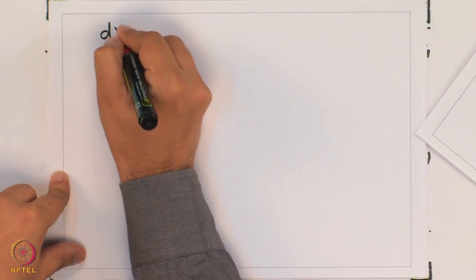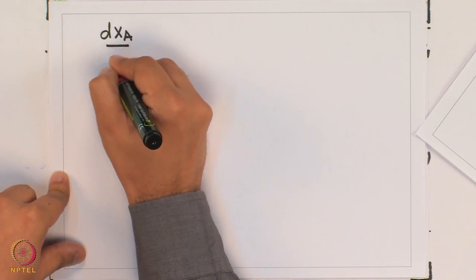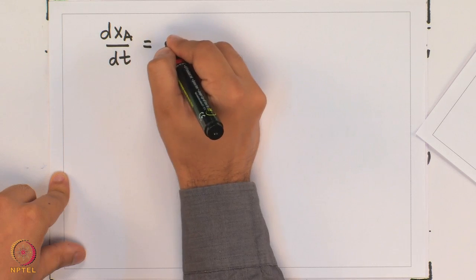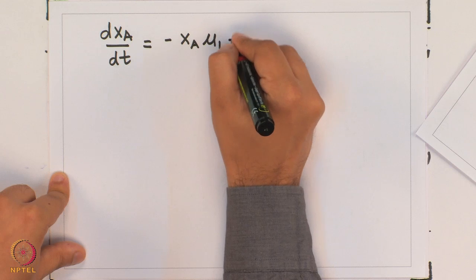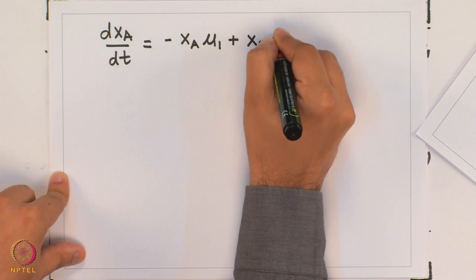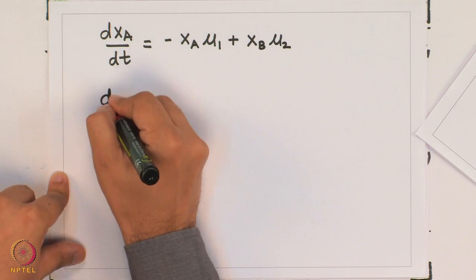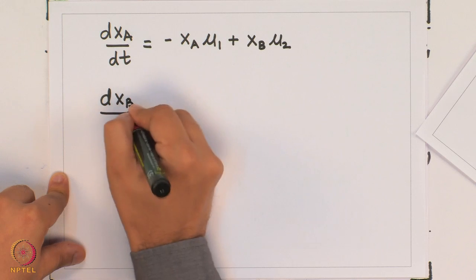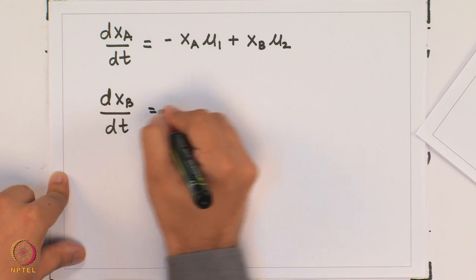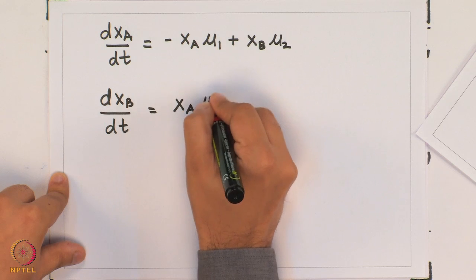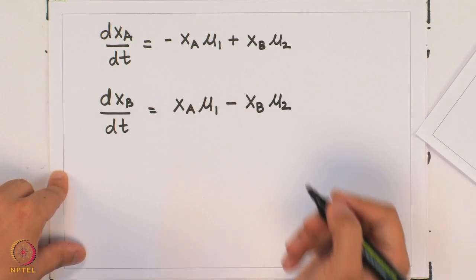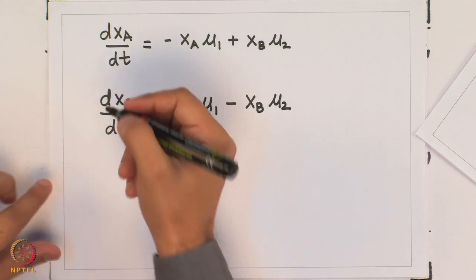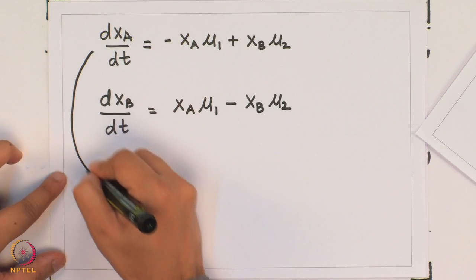Let us rewrite them. So, now we have dxa by dt equals minus xa mu 1 plus xb mu 2, and dxb by dt is equal to xa mu 1 minus xb mu 2. Both the equations are symmetric. I am only going to work with this one.